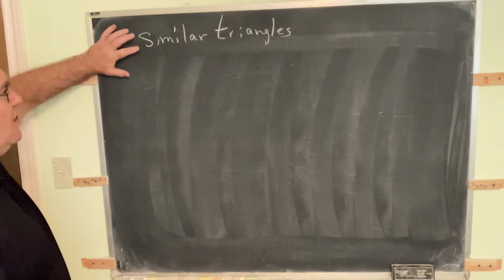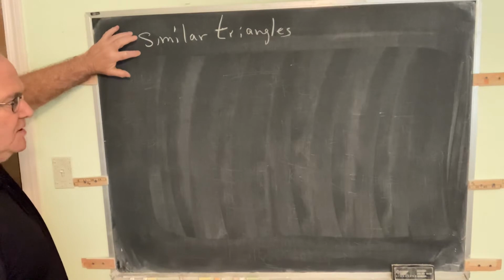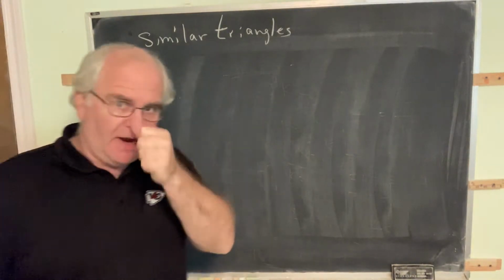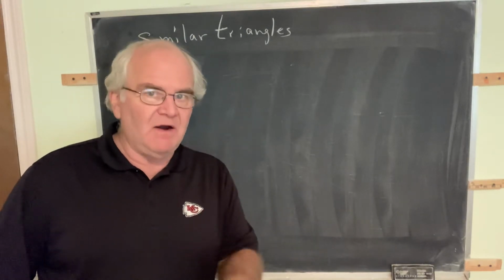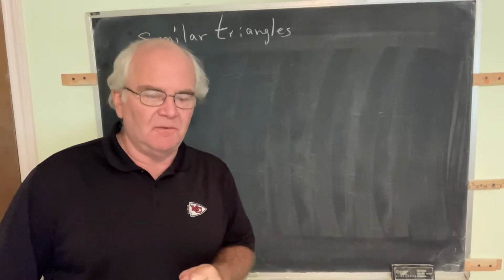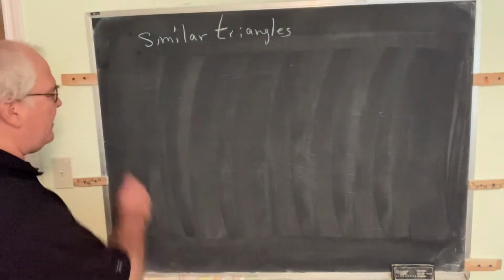Our next step up in degree of difficulty when dealing with similar triangles is, suppose the triangles are not given to be similar. You need to verify that they are in fact similar. So one way that helps is this.